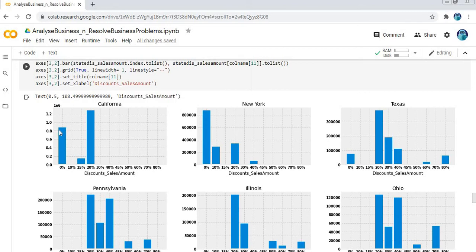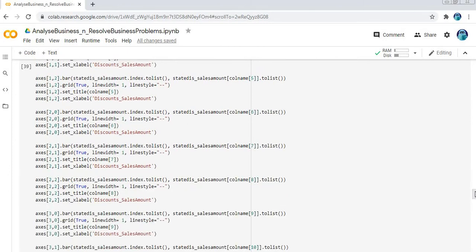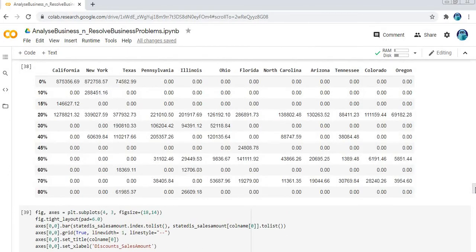This is the total sell amount of the items being sold. So it is 0% they have given on. Let's find out. As we can see, it has given 0% on 8,075,356. Okay, this is the total sell amount.